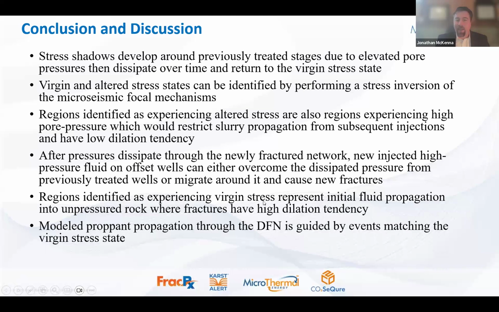The regions identified as experiencing virgin reservoir stress represent initial fluid propagation into unpressured rock, where the fractures have the highest dilation tendency and fracture opening. Our modeled proppant can propagate through the DFN and is guided by that virgin stress state, where you have more of your injected fluid volume and are creating more of your fracture volume.